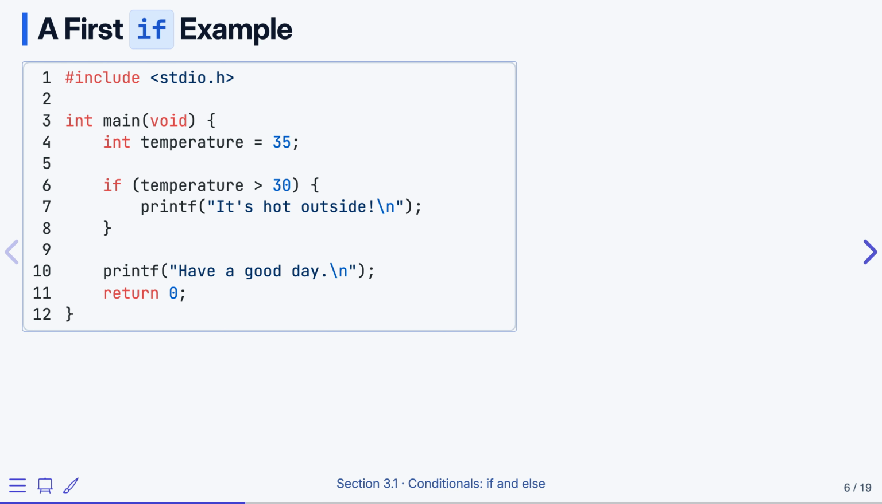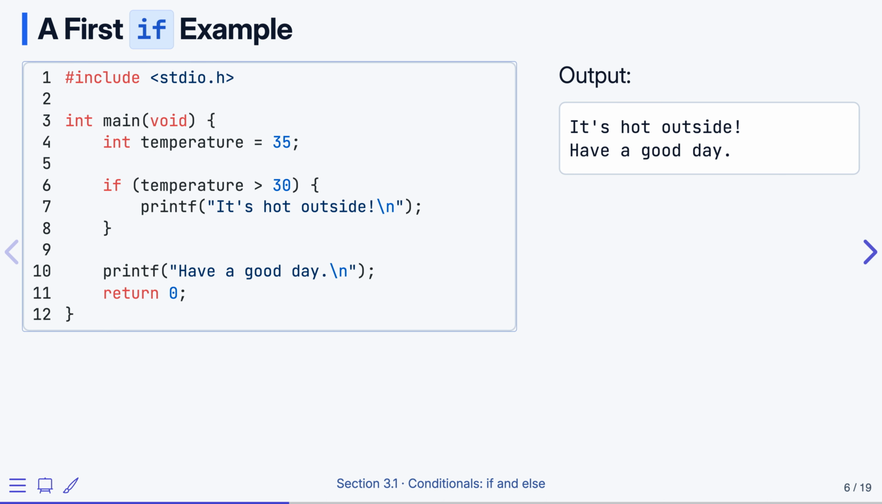Here is the simplest example. We set temperature to 35. Then we write if temperature greater than 30 in parentheses. The condition is true, so the printf inside the braces runs. It prints "It's hot outside." Then after the if block, we always print "Have a good day." So the output has two lines. If temperature were 25 instead, the condition would be false. The block would be skipped, and only "Have a good day" would print.